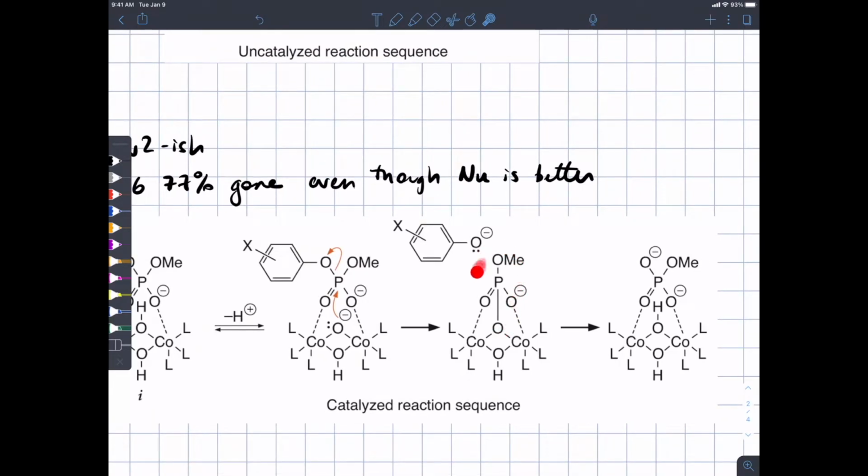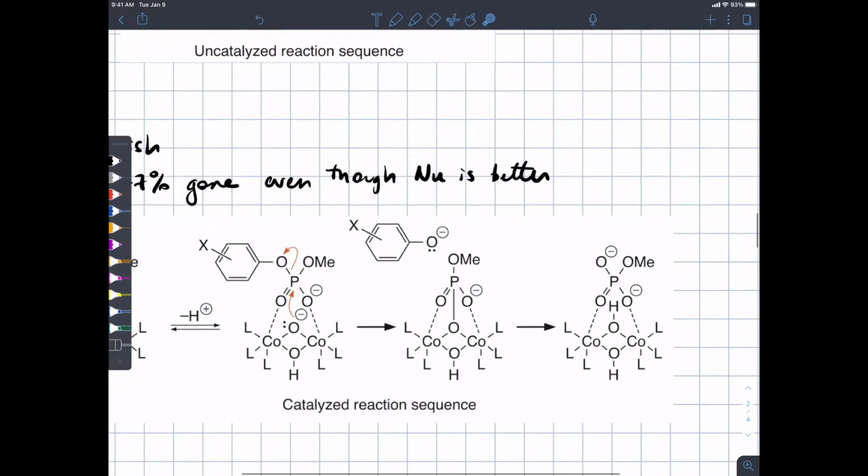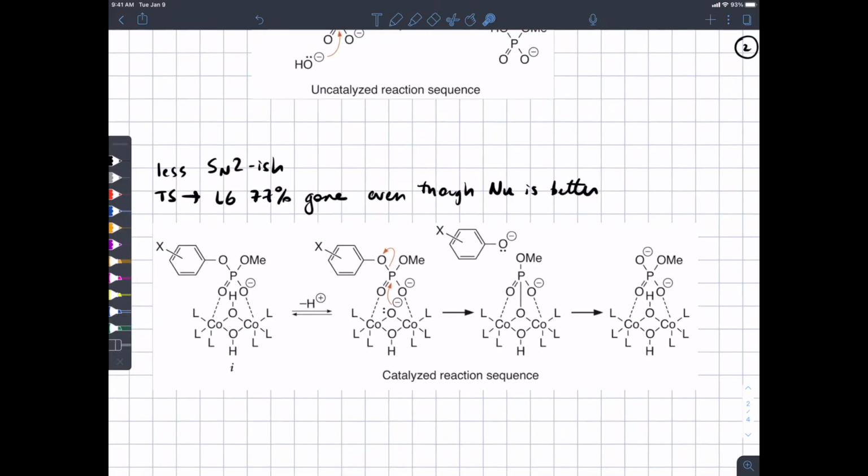That gives you this catalyst-bound sort of phosphate group. And then in a second step, hydroxide has to come in and attack the phosphorus, and then that oxygen gets reprotonated, and then this group would not bind anymore. Okay, and presumably these subsequent steps are fast.